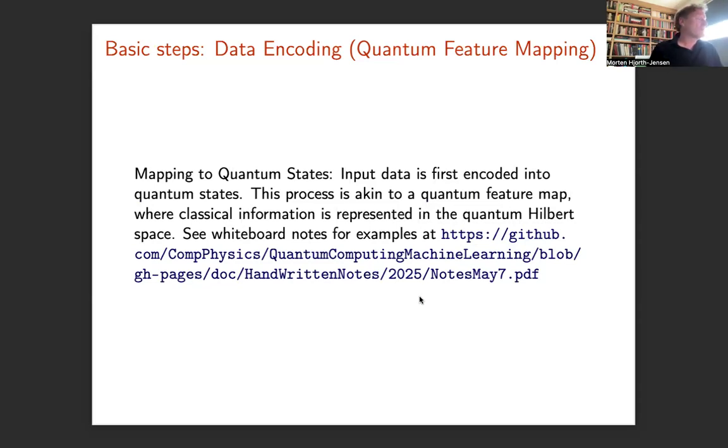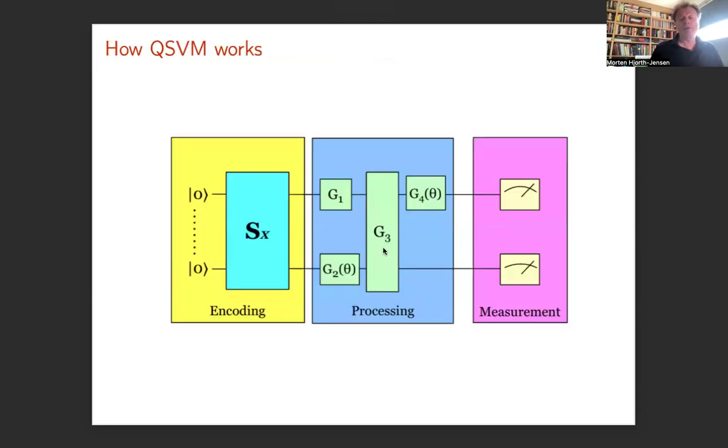I also recommend the textbook by Maria Schuld and Francesco Petruccione, which is one of the textbooks we refer to in this course. That textbook contains a detailed chapter, chapter 5, on different ways of encoding the data. We are going to look at some of these examples and how we then would feed them into what we call a parameterized quantum circuit. But let's remind ourselves about some of the things which we discussed last time and switch back to the whiteboard.